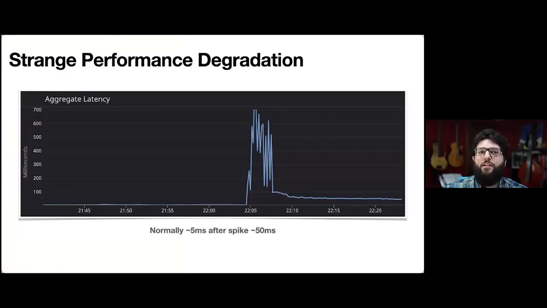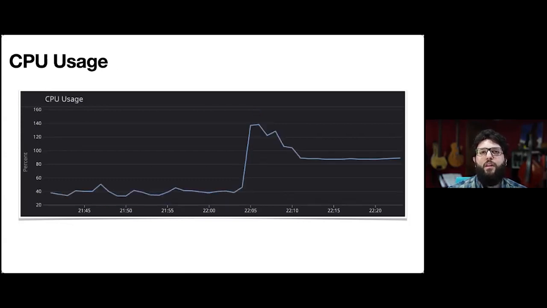This is what the degradation looked like. The latency for this service, and this is P95 latency, was about 5 milliseconds. And then we get a traffic spike and it spikes up to like 700 milliseconds, which is not great. That only lasts for a couple minutes. And then it comes back down, but it drops down to 50 milliseconds. It never returns to 5, even when it's idle. It's really strange. We see the same thing for CPU. It's about 40% CPU usage, spikes up to 140, and then drops back down to 90. It never returns to the baseline that it should have, even when it's idle.